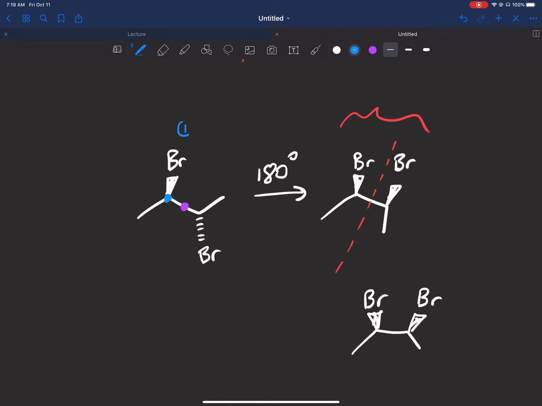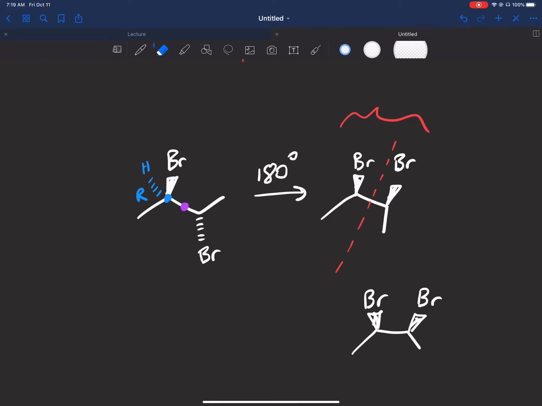Our bromine would get priority number 1. This would get number 2, 3, and we have a dashed hydrogen, which would be number 4. And because it's dashed, it's our easiest case. We can just cross it out and draw our arc. 1, 2, 3. That's clockwise, so that would be R.